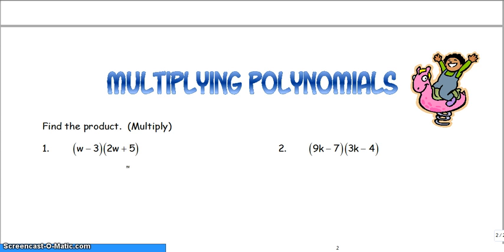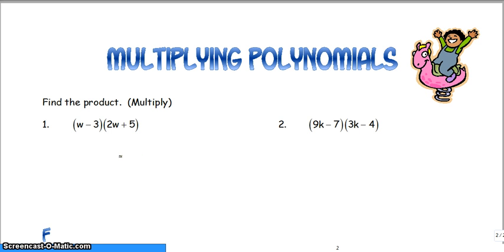We're going to use some of the ideas that we had when we distributed, in that we want to multiply this w times each of the pieces in the second parenthesis, and then we want to distribute this -3 to each of the pieces in the second parenthesis. So let's start by distributing the w. So we would have w times 2w, that would be 2w squared, and we would have w times 5, which would be plus 5w.